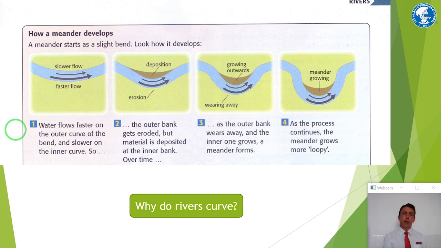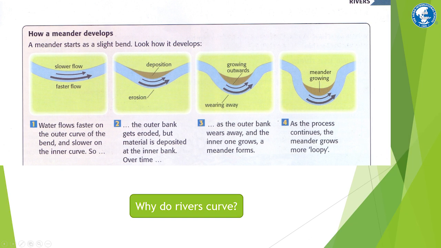So over time, the outer bank wears away, and the inner one grows, and a meander forms. As the process continues, the meander grows more loopy. We're going to watch a short video explaining this process about why rivers curve.